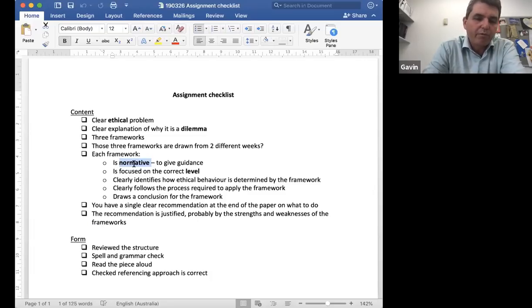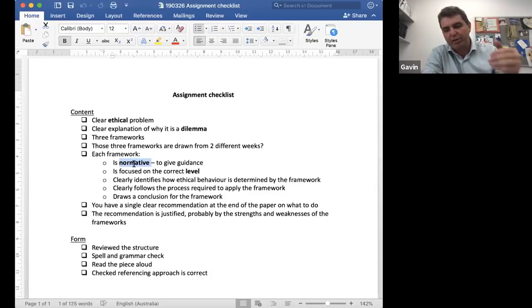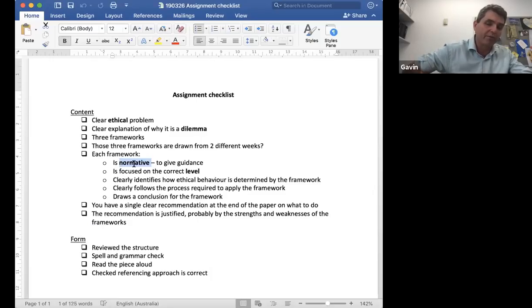Okay, so really that's trying to step you through and say, what are the core things that you're trying to do? You've got to make sure you've got an ethical dilemma. You've got to make sure you've got 3 frameworks from 2 weeks. You've got to be clear on what the framework is. You've got to apply it. You've got to draw a conclusion. Then you've got to have an overall recommendation that's justified, probably based upon the strengths and weaknesses of the frameworks.